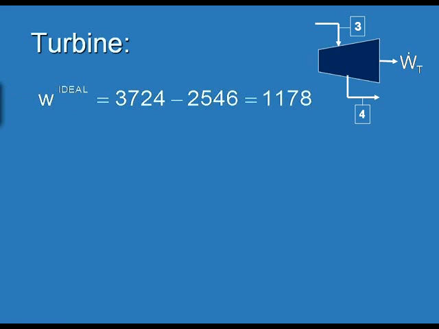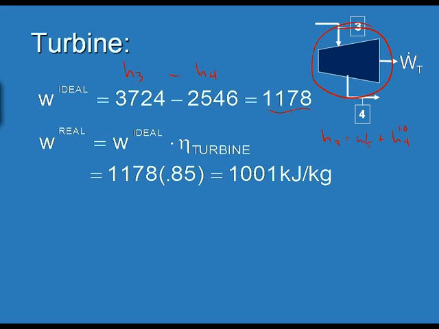Continuing with the turbine, the ideal work is H3 minus H4. Energy balance on the turbine: H3 equals work per mass plus H4, if we take 1 kilogram as our basis. So our work ideally, I should put H4 ideal, our ideal work is 1178 kilojoules per kilogram.